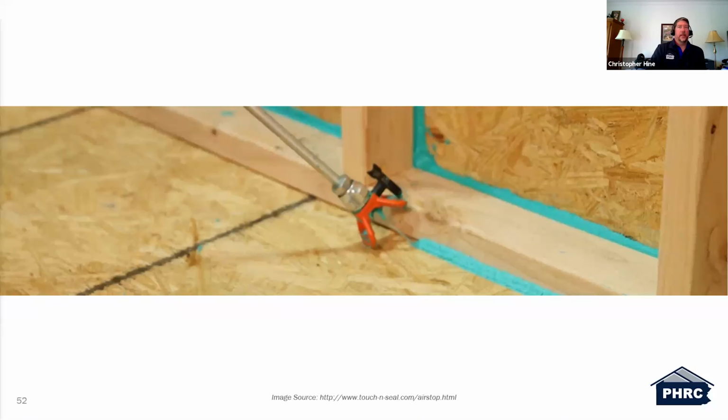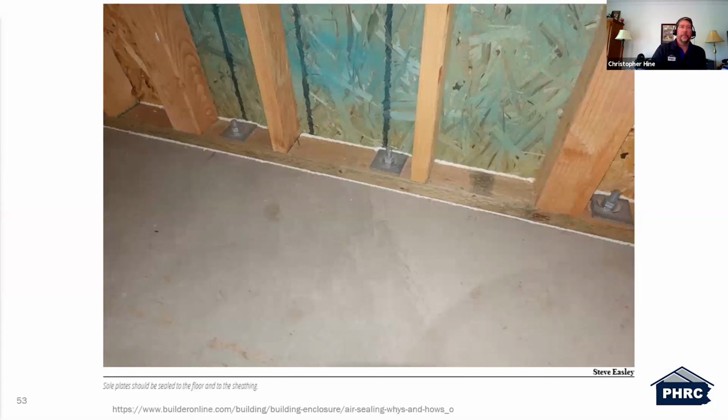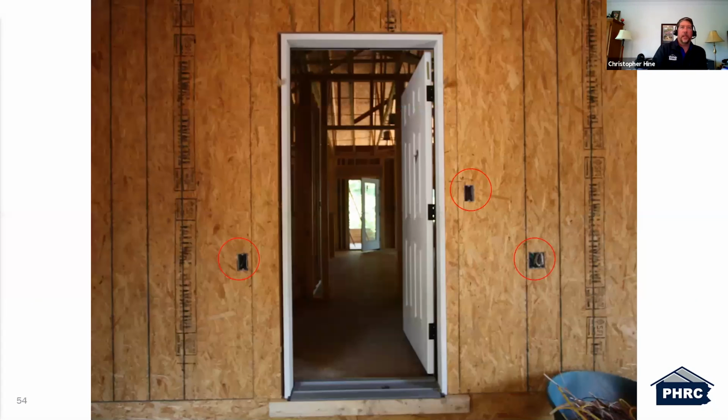Here we have a ceiling being applied at that bottom plate to the subfloor. And as you can see here, it's also in the field there where you have OSB joints coming together. Here's the last photo from that publication, that article on Builder Online. That's just showing, again, that joint between the floor and that bottom plate being sealed.